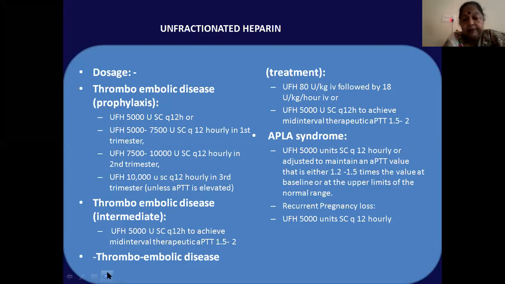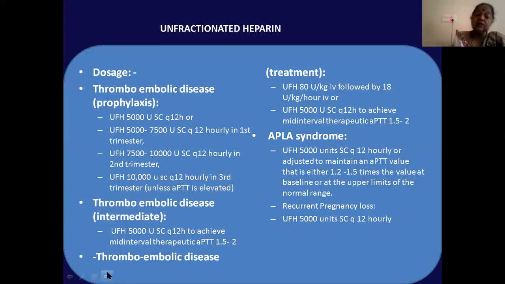For the treatment of APLA, you have to give unfractionated heparin 5,000 units subcutaneously every 12 hourly, or adjusted to maintain an APTT value of either 1.2 to 1.5 times the value at baseline or at the upper limits of the normal range.